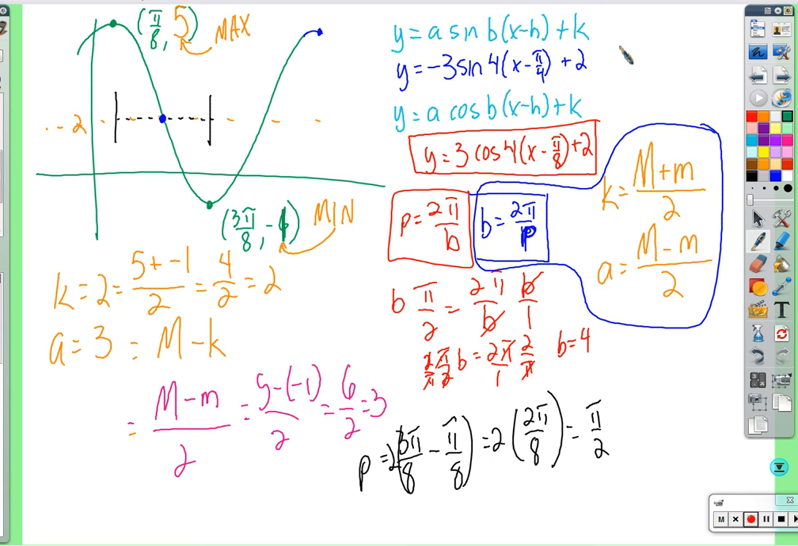So I'm just going to write that problem right here so you can reference all of this. Say the max is at 6. Minimum is at 3 pi. So the big M is for max. Yep. Okay.